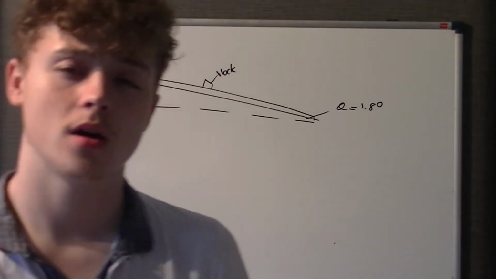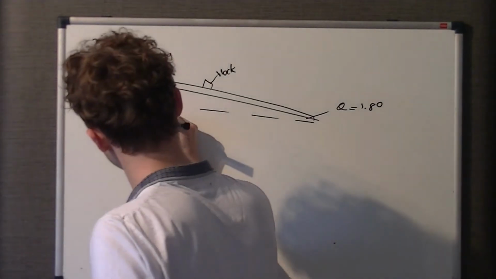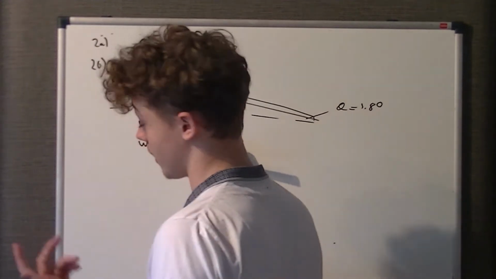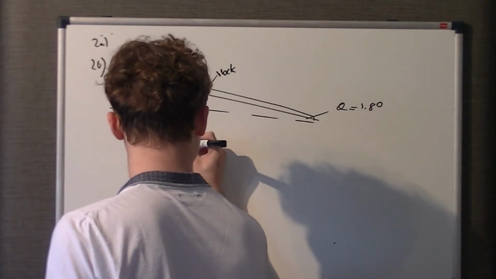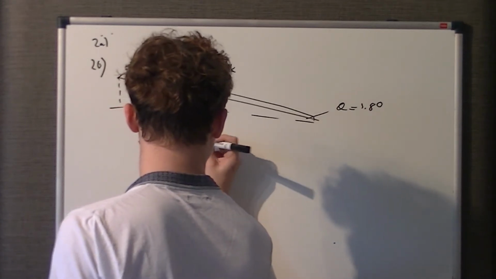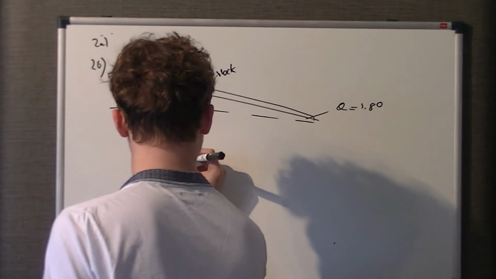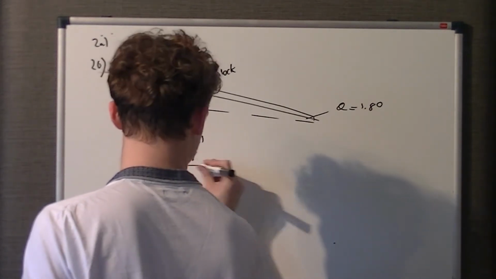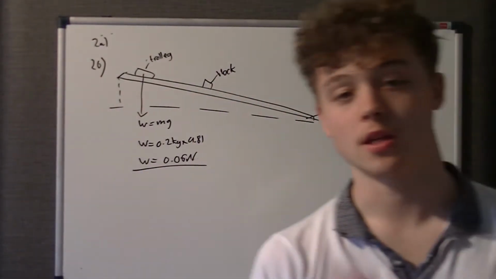Now we know the weight is equal to mg, so W equals mg. We know the value of g, 9.81. The mass is 0.2 kilograms as we're told, so 0.2 kg times 9.81. It gives us a weight of 0.06 newtons. Got it? Which it asks us to find in the first question. So that's the first part.